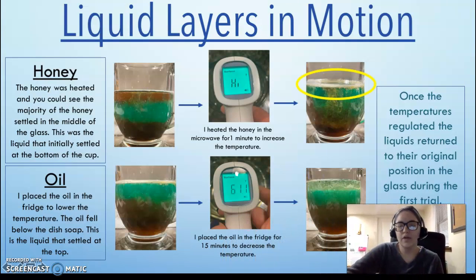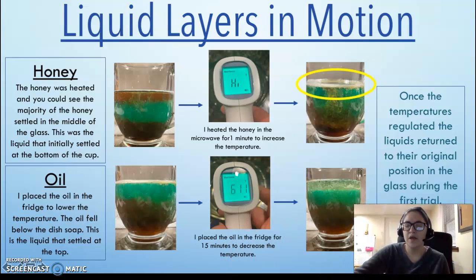Then I explored whether I could change the liquid layers, because we know that the liquids have different densities. I looked at honey because that was at the bottom, and oil because that was at the top. I started with a fresh mixture, and then I heated the honey, without the oil. I heated the honey in the microwave for 1 minute to increase the temperature.